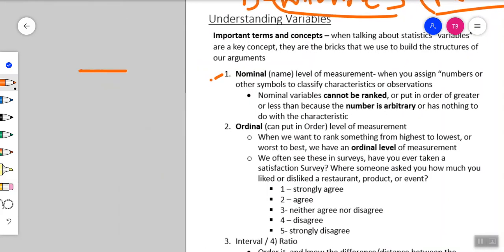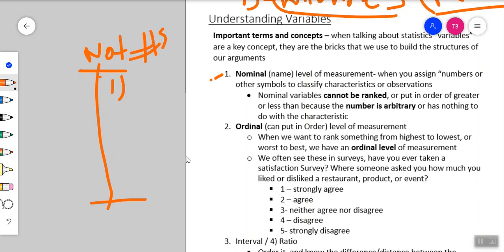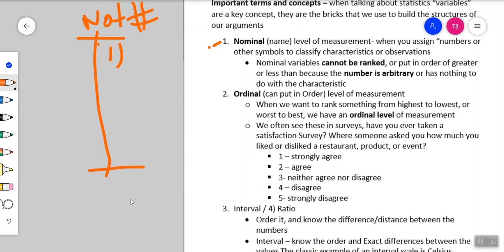So for instance, nominal is, let me also do a little chart here. If you think about all these on a spectrum, this first one, number 1, nominal, is probably the closest to not numbers. Or on the other end, it's going to be closest to being numbers. I'll show you what I mean by that. So nominal is in name only. It's a name of a measurement, and you can't really put a number to it.